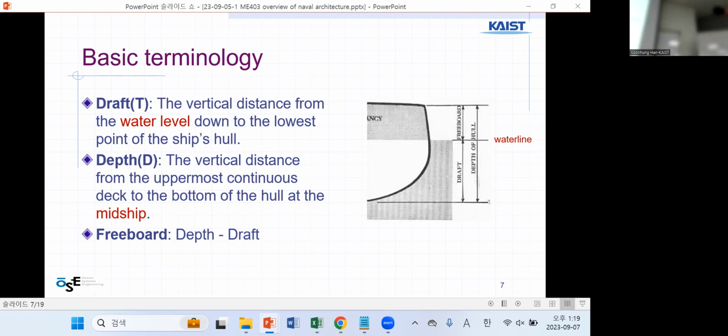And then measurement should be at the midship. Midship is in center of the ship, in lengthwise. So you measure the depth, and then difference between depth and draft is a free body. Free body is for the safety of the ship, the requirement of the safety regulations. Because water is coming and ship is rolling, so that you need to have a margin, or otherwise water is coming into the ship. You need to calculate based on regulations.